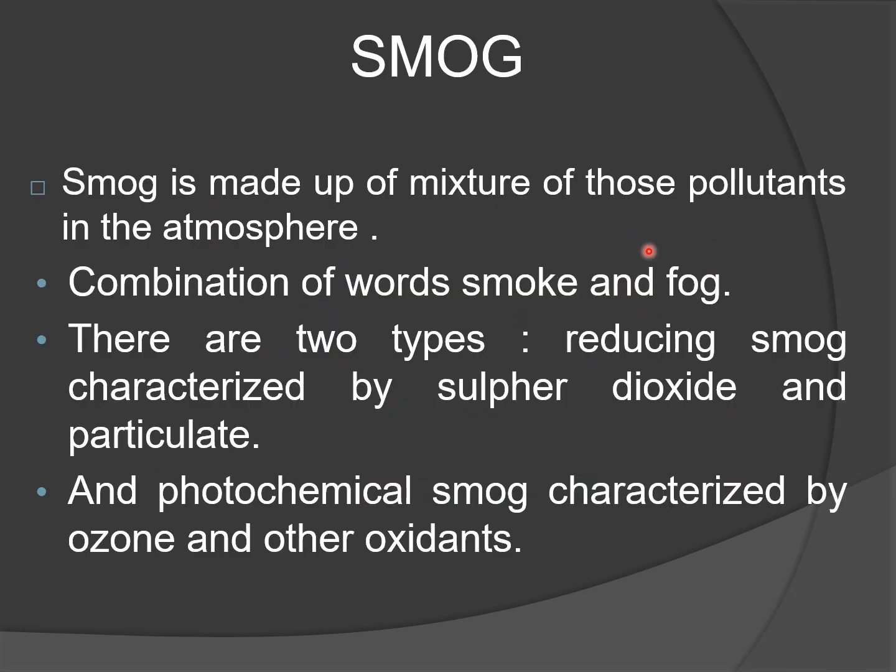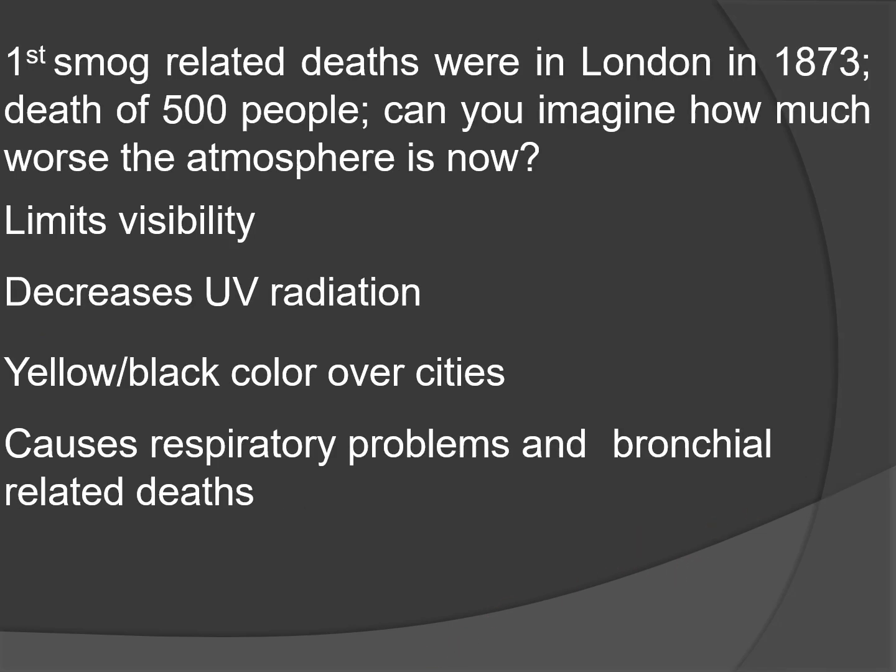So smog is made of a mixture of pollutants in the atmosphere. As I told you, it is a combination of the words smoke and fog. There are two types: reducing smog as well as photochemical smog. The reducing smog is characterized by sulfur dioxide and particulates, whereas photochemical smog is characterized by ozone and other oxidants. The first smog related deaths were reported in 1873 in London, which led to the death of 500 people.